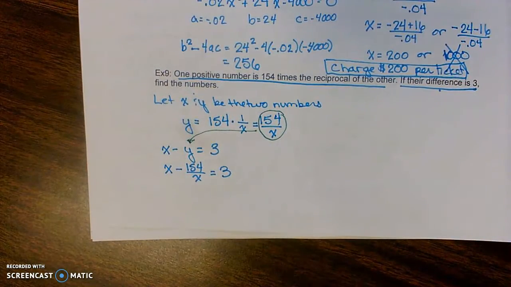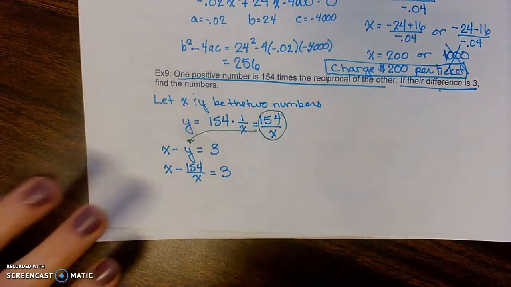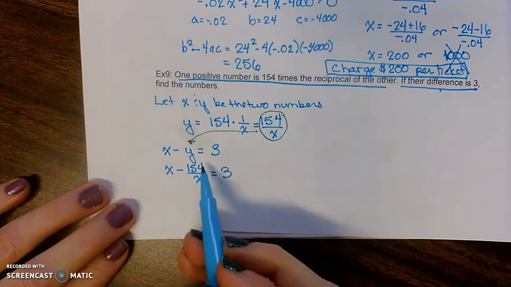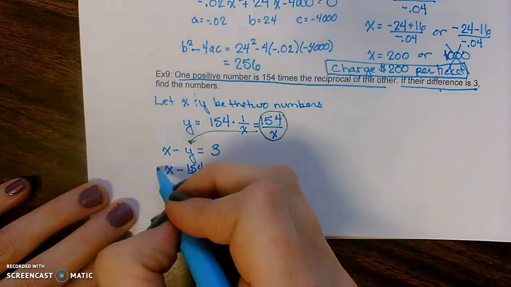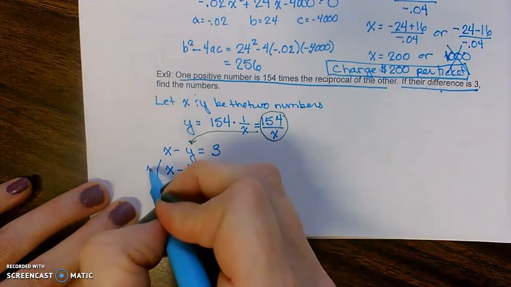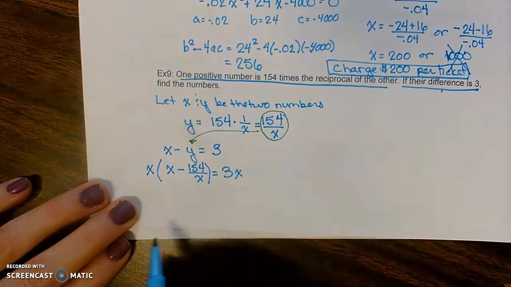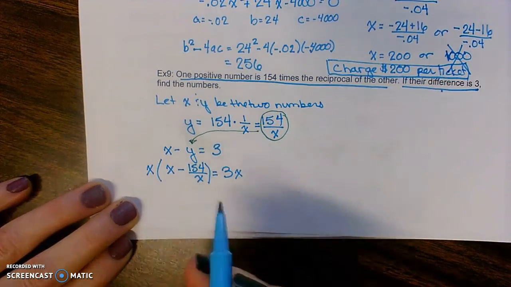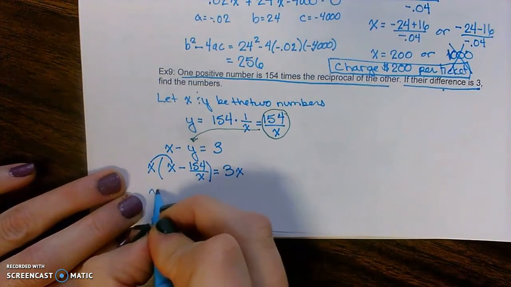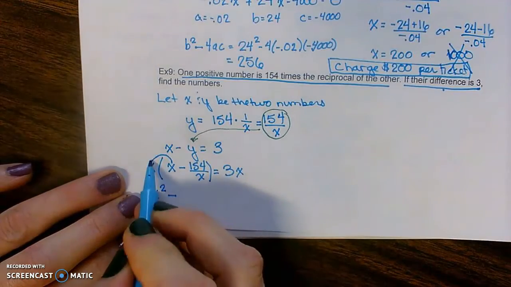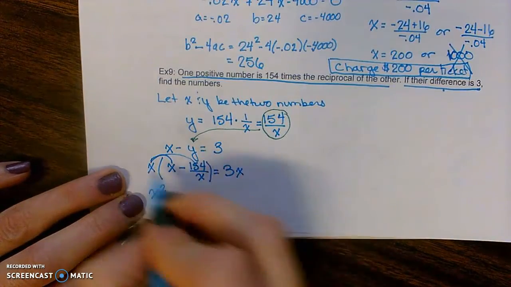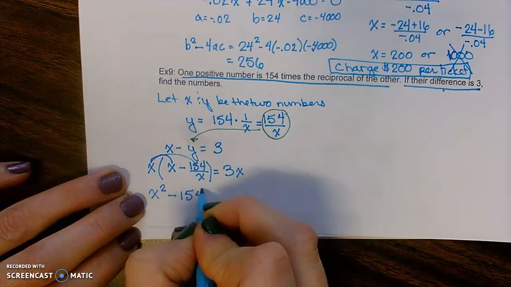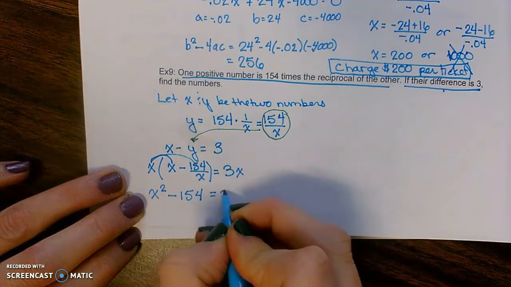Now this is a section on applications of quadratic equations. This equation doesn't look quadratic yet. However, notice that you've got a fraction with an x in the denominator. So what I'll want to do is multiply both sides of this equation by x so that it'll cancel that x in the denominator for me. When I do that, x times x is x squared. x times 154 over x, the x's cancel and I just get minus 154 equals 3x.